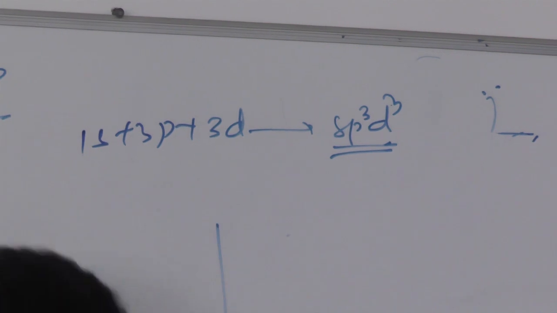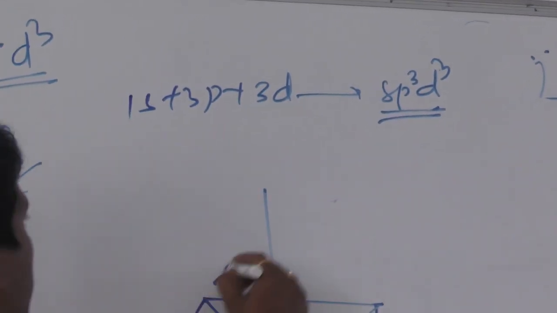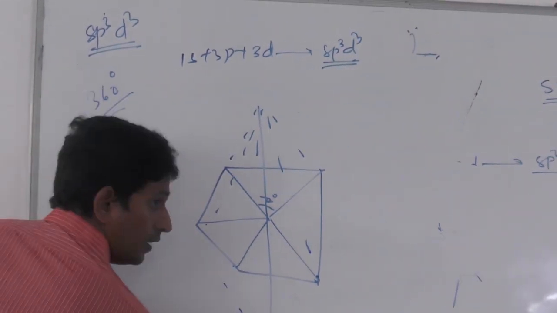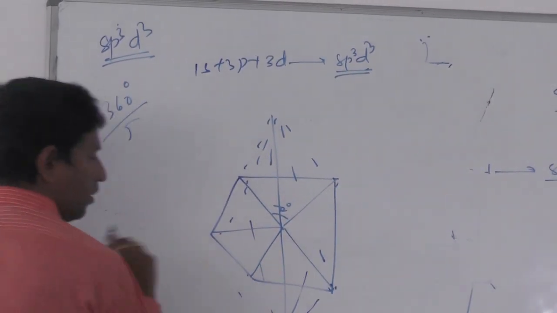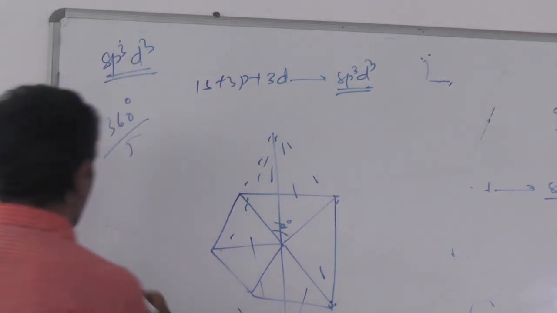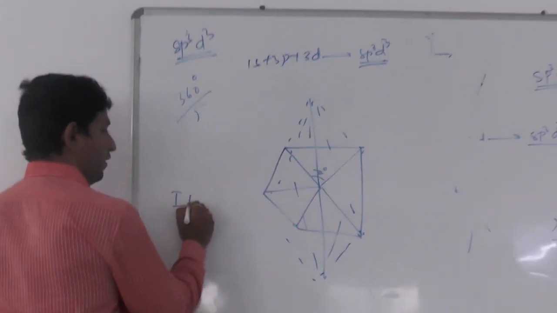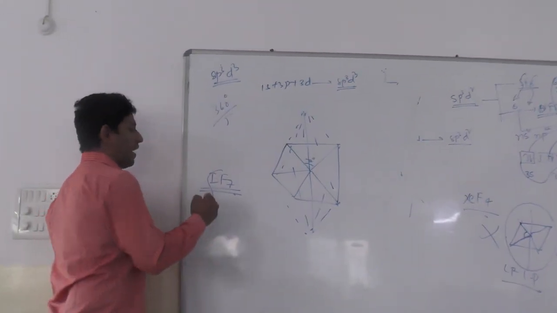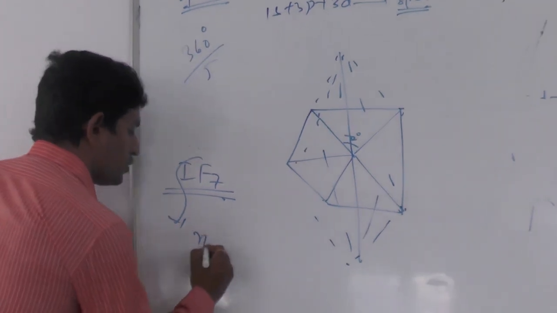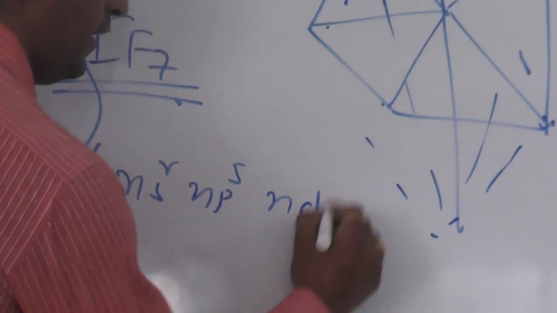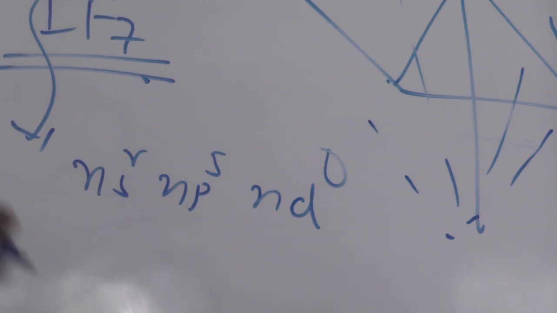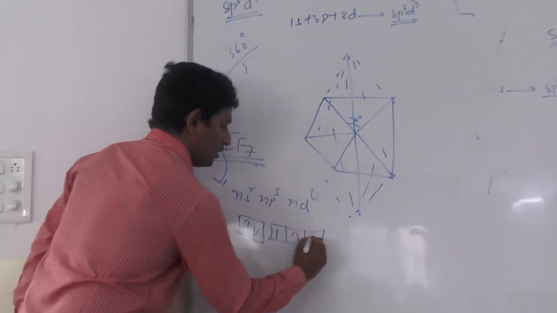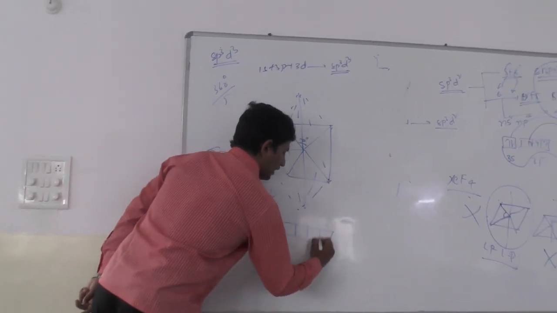Pentagonal bipyramidal. So join the 5 corners in the top direction and join the bottom direction. So obviously pentagonal bipyramidal. So suppose, for example, IF7. IF7. So what is the iodine? NH2, NH5, ND0. Okay, 3s2, 4s2, 5s2, that is different. So obviously what happened? Lone pair 1, and 1, 2, 3, 4, 5. And the orbital is empty.